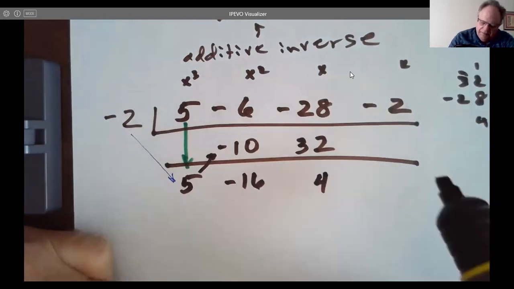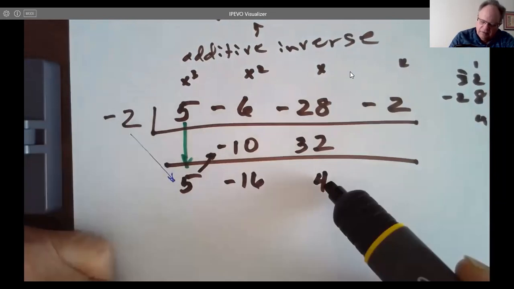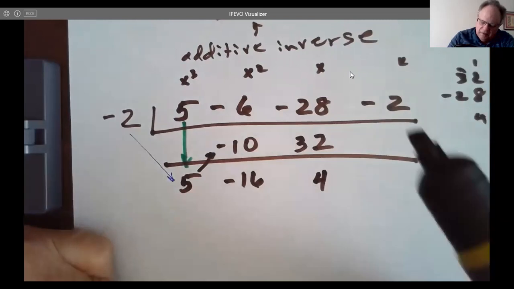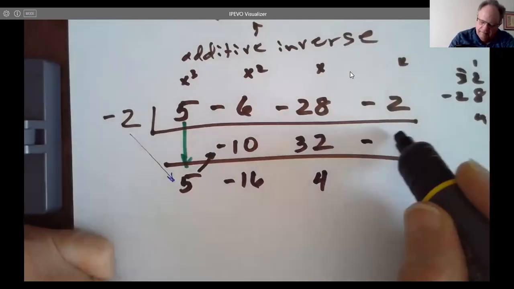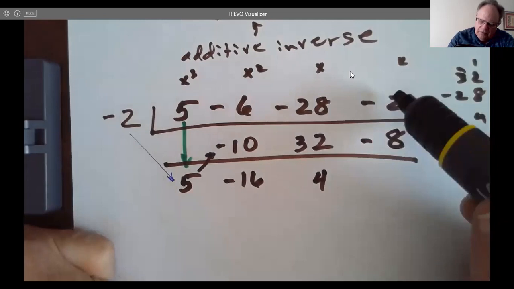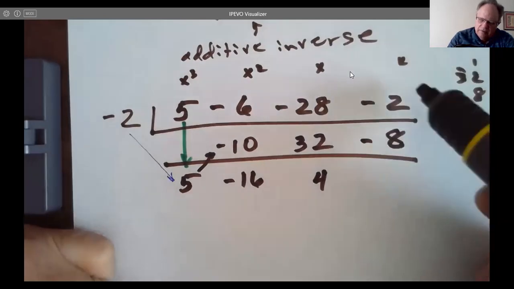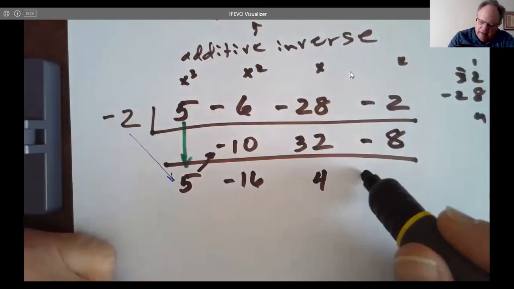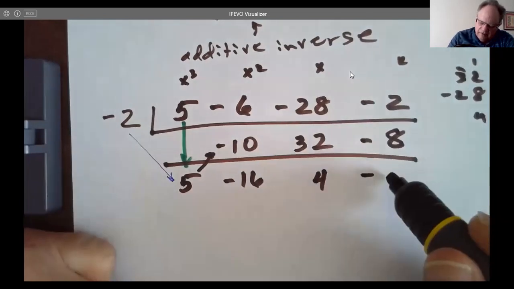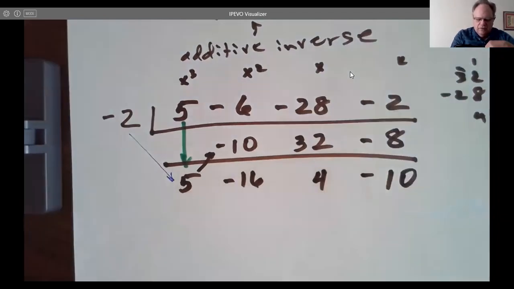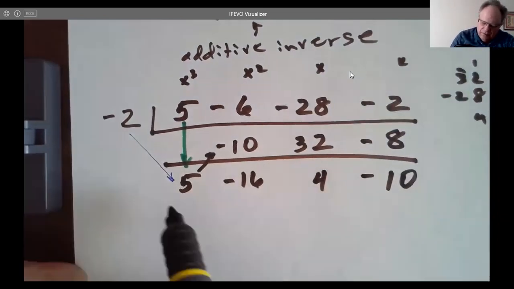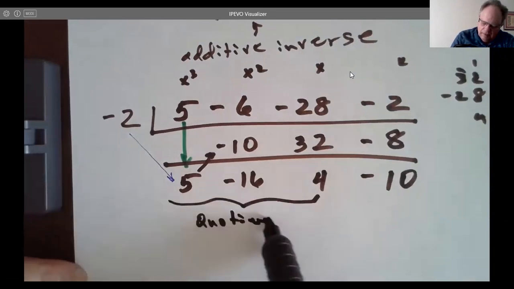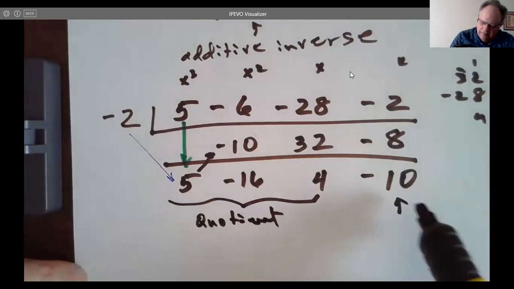Okay, what do we do now? Multiply the divisor times the bottom row again. Negative 2 times 4 is a negative 8. Well, we got a negative 2 and a negative 8. Are we going to add or subtract here? You should have said we add negatives. So we get negative 10. So this is our quotient. Ten is our remainder.